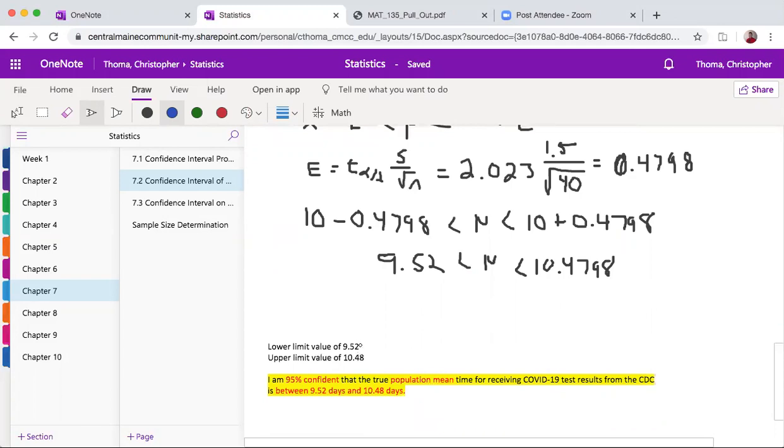And what makes something a proper confidence interval sentence, I've annotated in red, right? I'm 95% confident, there's my confidence interval, that the population mean, so there's my population parameter I'm building the confidence interval for, is between the set of numbers of the lower and upper limits that we've calculated.